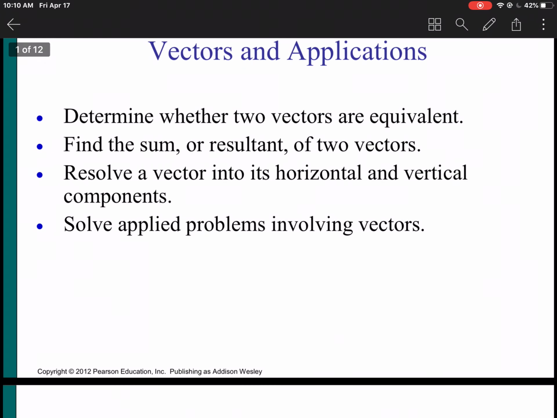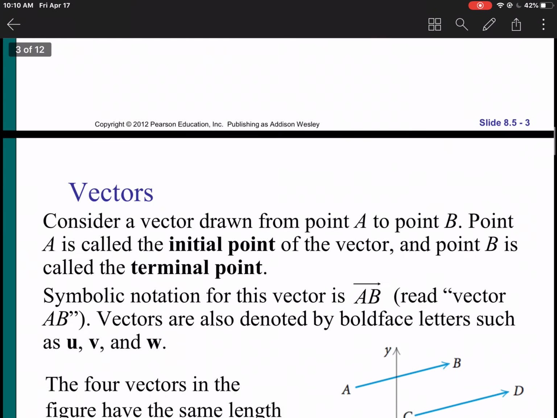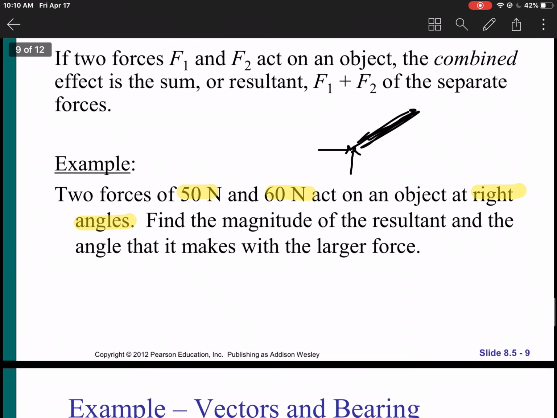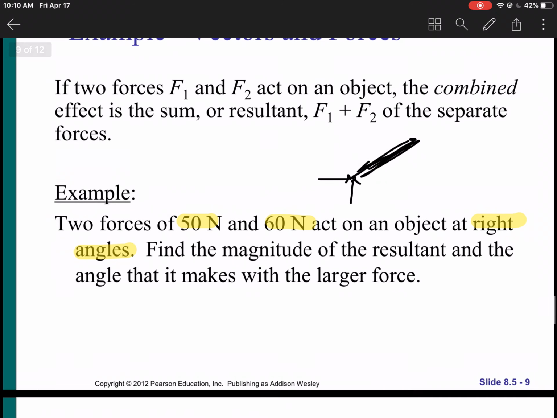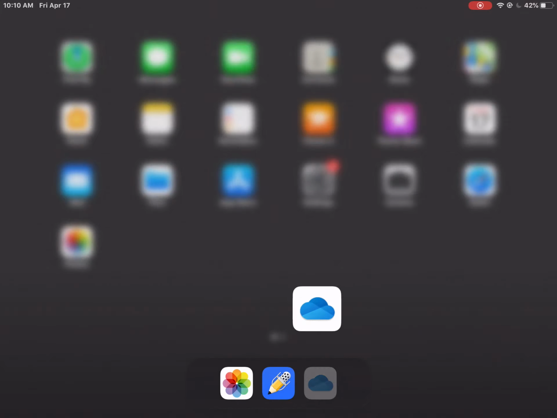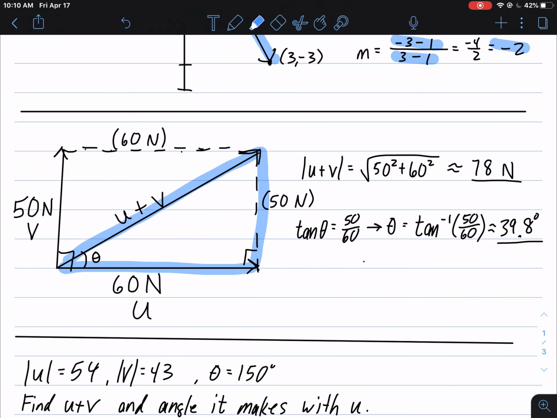All right, find the magnitude. Find the magnitude of the resultant and the angle that it makes with the larger force. Okay, so that's the angle theta that I have labeled in our diagram.